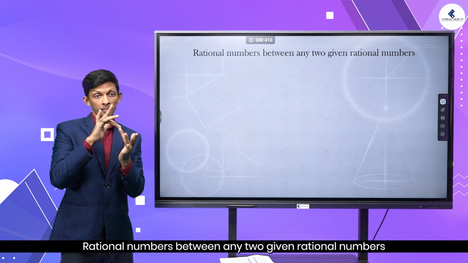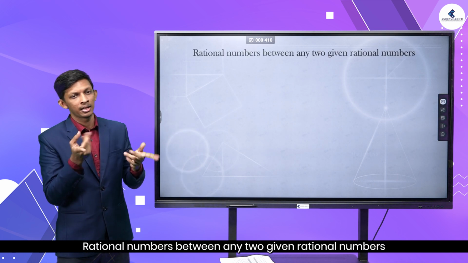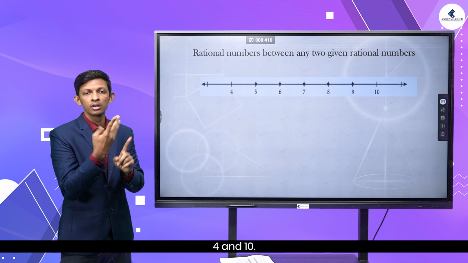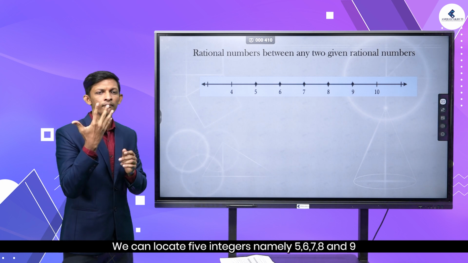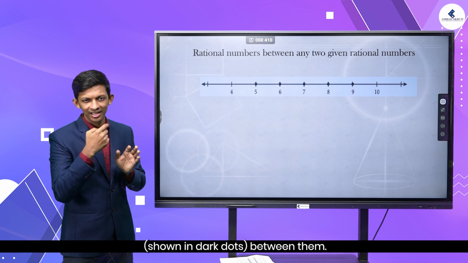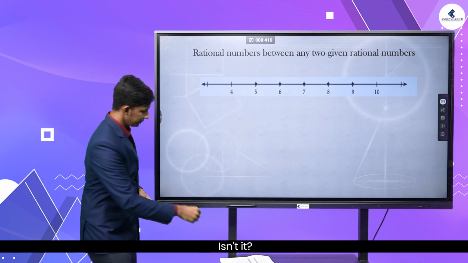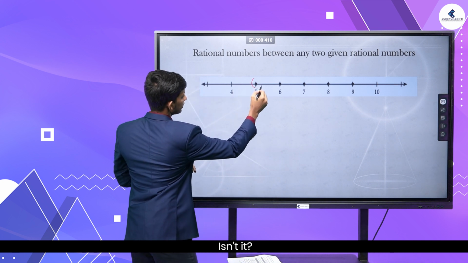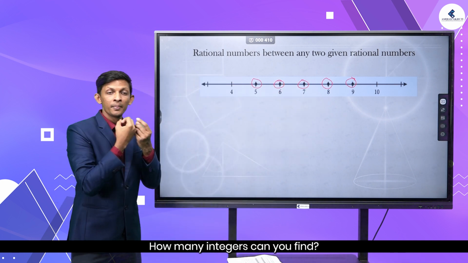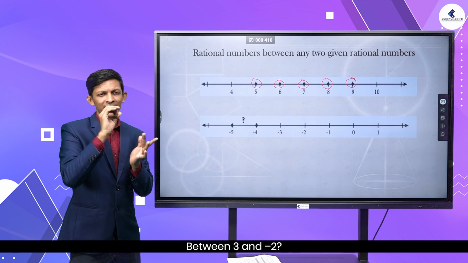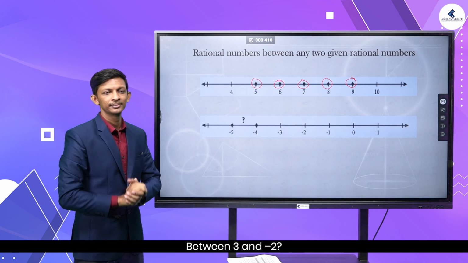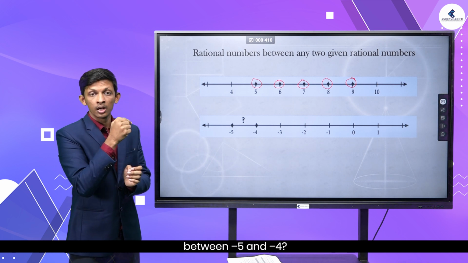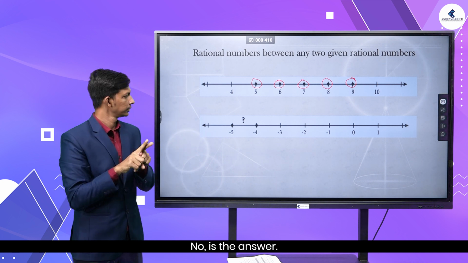Rational numbers between any two given rational numbers. Consider the integers 4 and 10. We can locate 5 integers, 5, 6, 7, 8 and 9, shown in the dark dots between them, isn't it? How many integers can you find between 3 and minus 2? Are there any integers between minus 5 and minus 4? No is the answer.